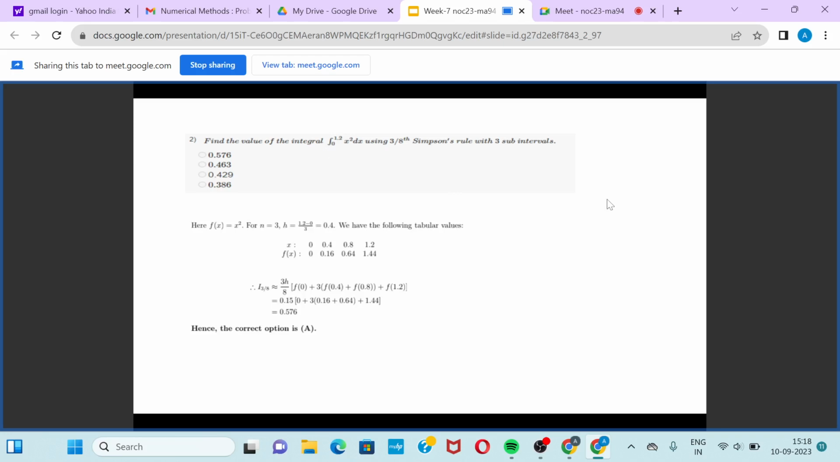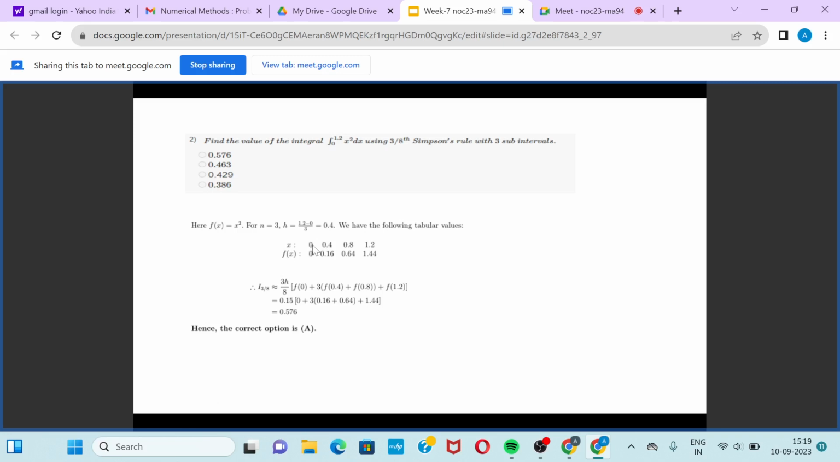So here function is f of x is x square, right? Now here a will be 0 and b will be 1.2. So as we have been given 3 subintervals, n will be 3, right? So h will be what? (b minus a) by n. So it will be (1.2 minus 0) by 3. It will give you 0.4, right? So corresponding tabular values you can calculate.